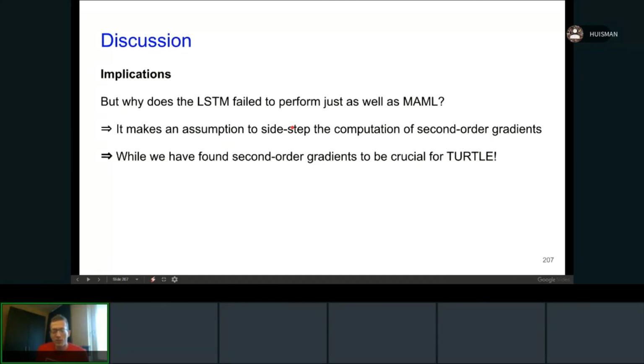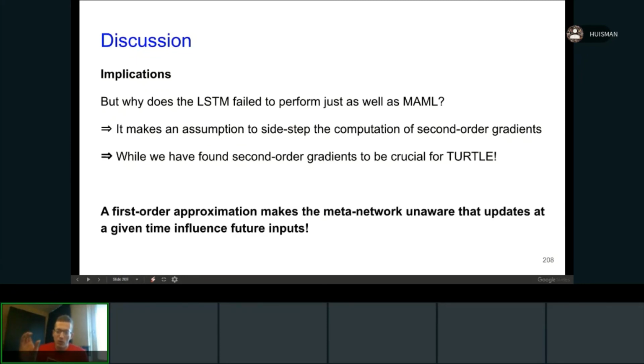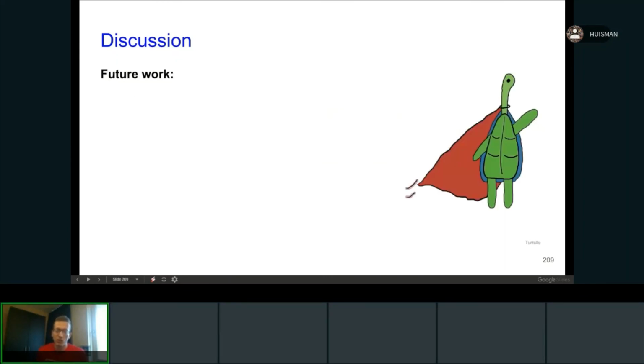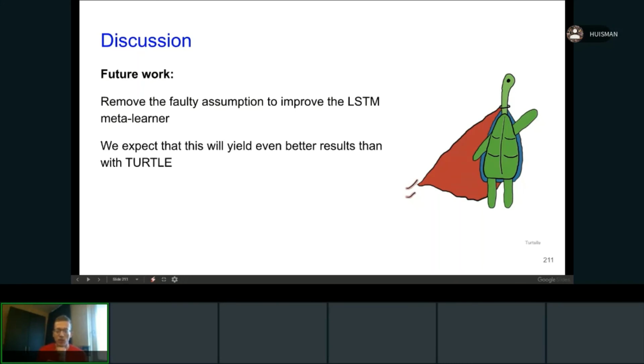But if you think about this, if you make this first order approximation, it really makes your meta network unaware that the updates it makes at a given time step also influence the future inputs that it will receive at other time steps. So we think that this is very hurtful, and in future work you could try to remove this faulty assumption in order to improve the LSTM method. We expect that if you did this, you would get even better results than what we have so far with Turtle, because it has a more natural incorporation of stateful information.